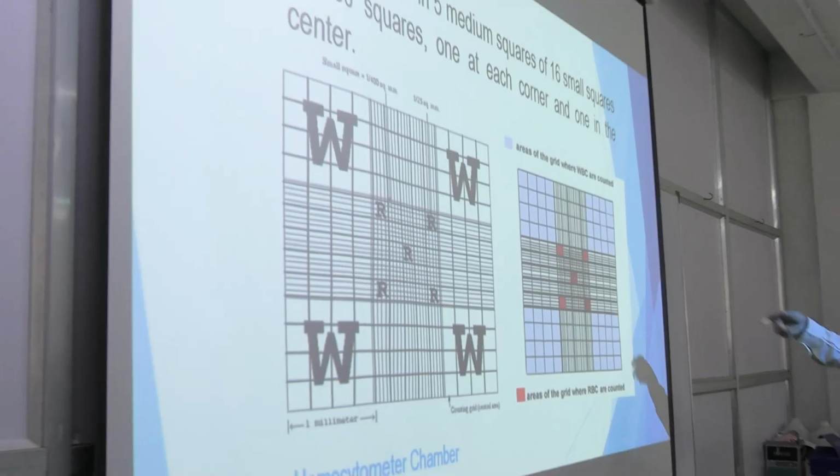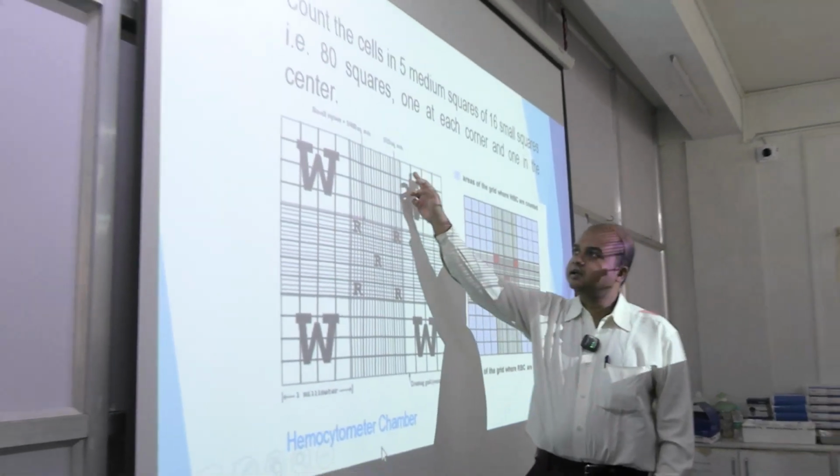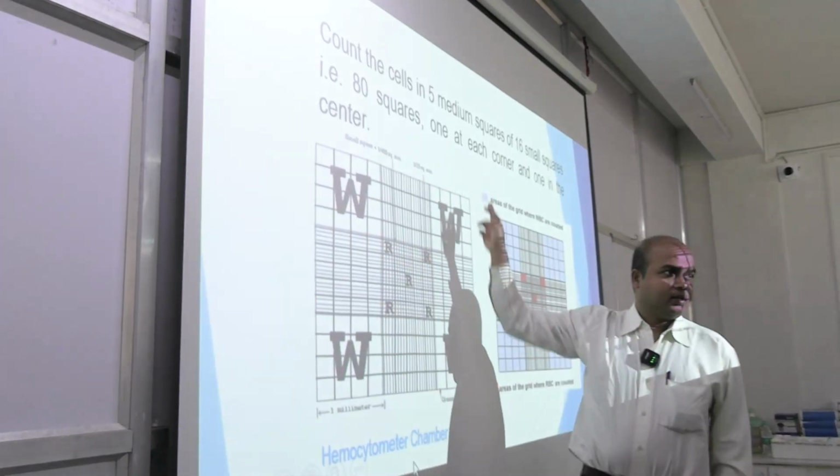So you have to count the cells. Today it is about counting WBC. This is the counting grid. If you have read, the counting grid has this thing. This is the whole square.